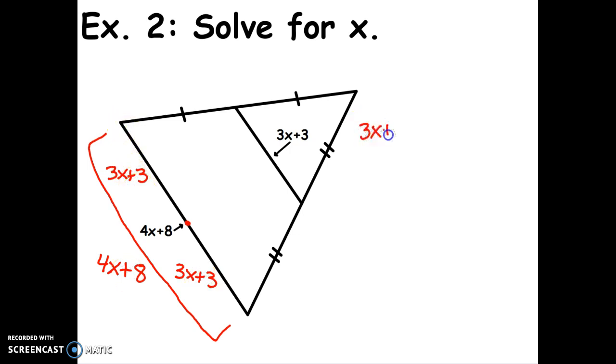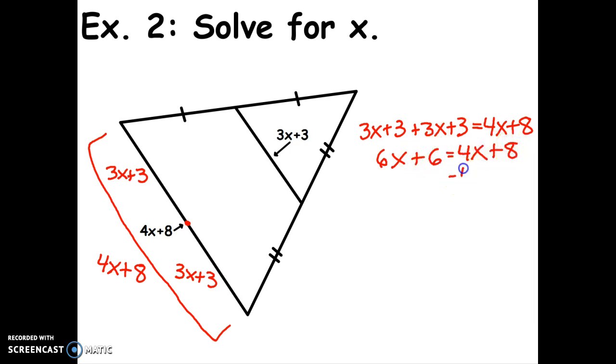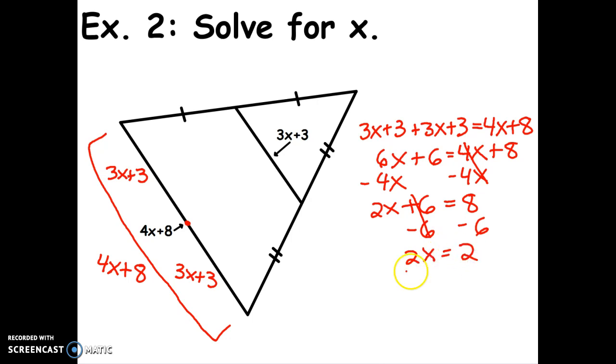So 3x plus 3 plus 3x plus 3 equals 4x plus 8. 3x and 3x gives us 6x. 3 and 3 gives us 6, equals 4x plus 8. Minus 4x on both sides gives us 2x plus 6 equals 8. Minus 6 on both sides gives us 2x equals 2. And finally, divide 2 on both sides. x equals 1.